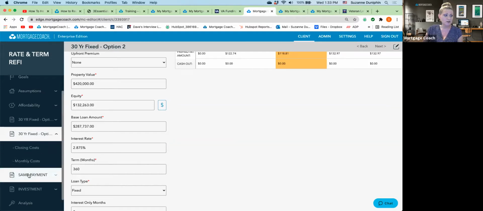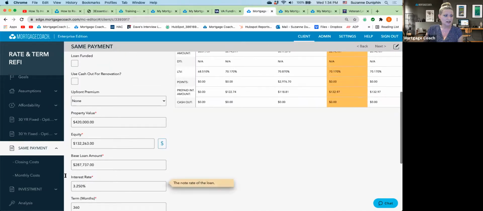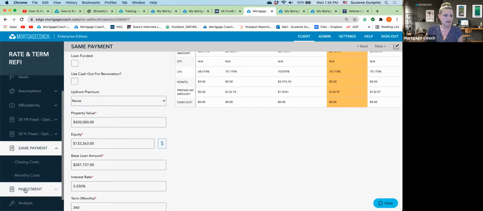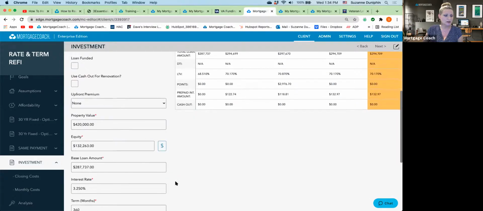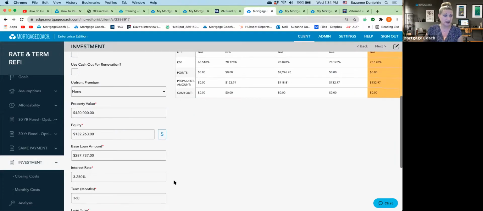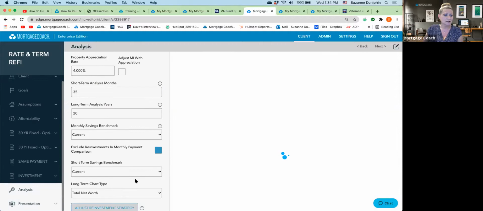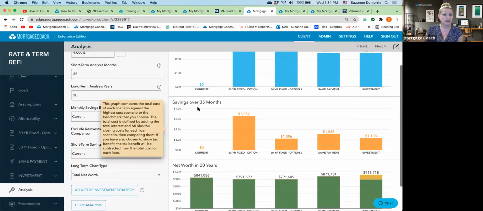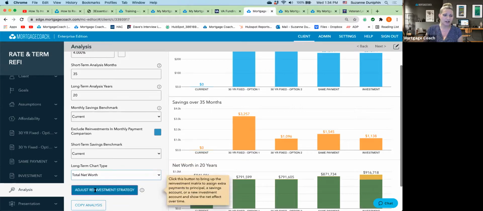Where we get into the same payment option, and that interest rate is the same as the first option. Then we get into building an investment option. Now, how do we apply the monthly savings to either principal reduction or an investment account? I'm going to show you how to do that in the analysis page, where you can adjust the number of months for short term, the number of years for long term, and you can change the chart type from total worth to total interest, MI paid, or total principal paid. Here's where you're going to build your reinvestment strategy.